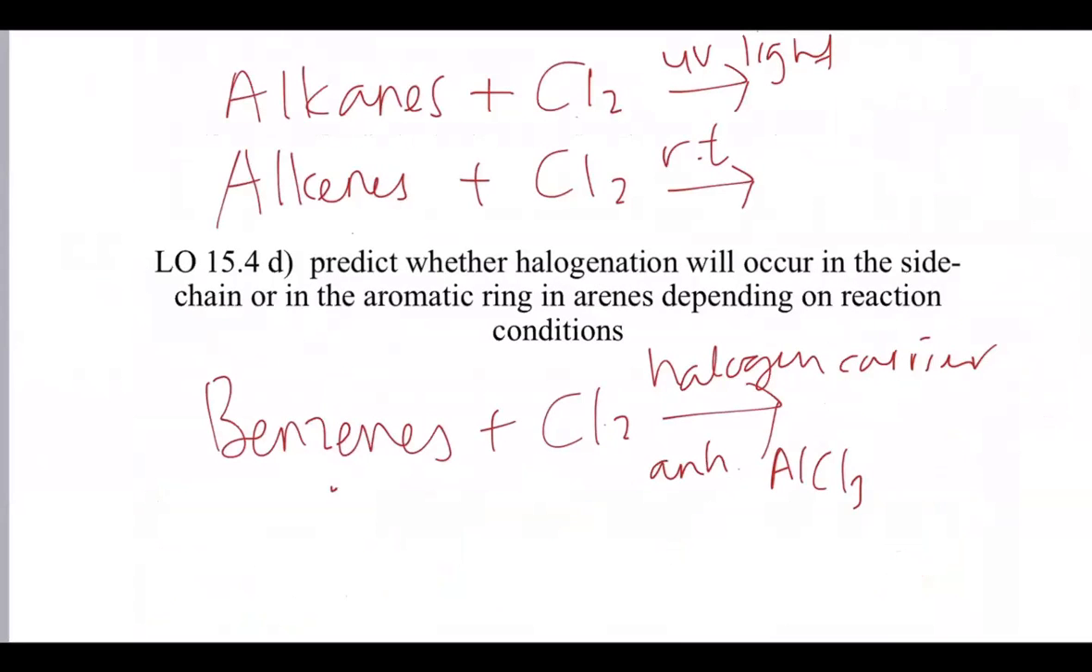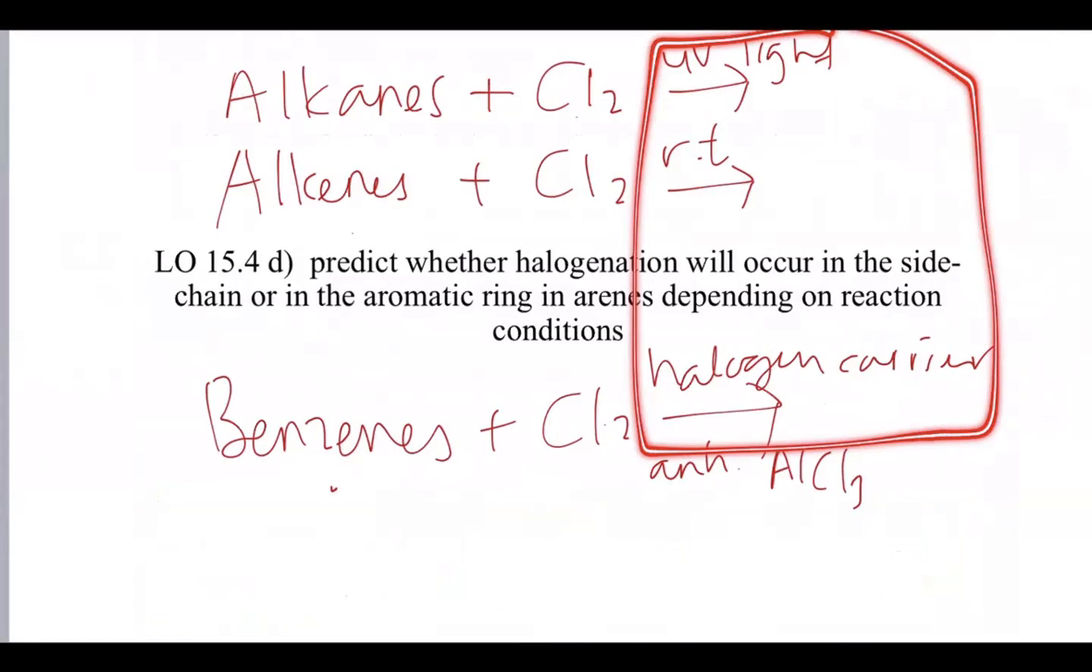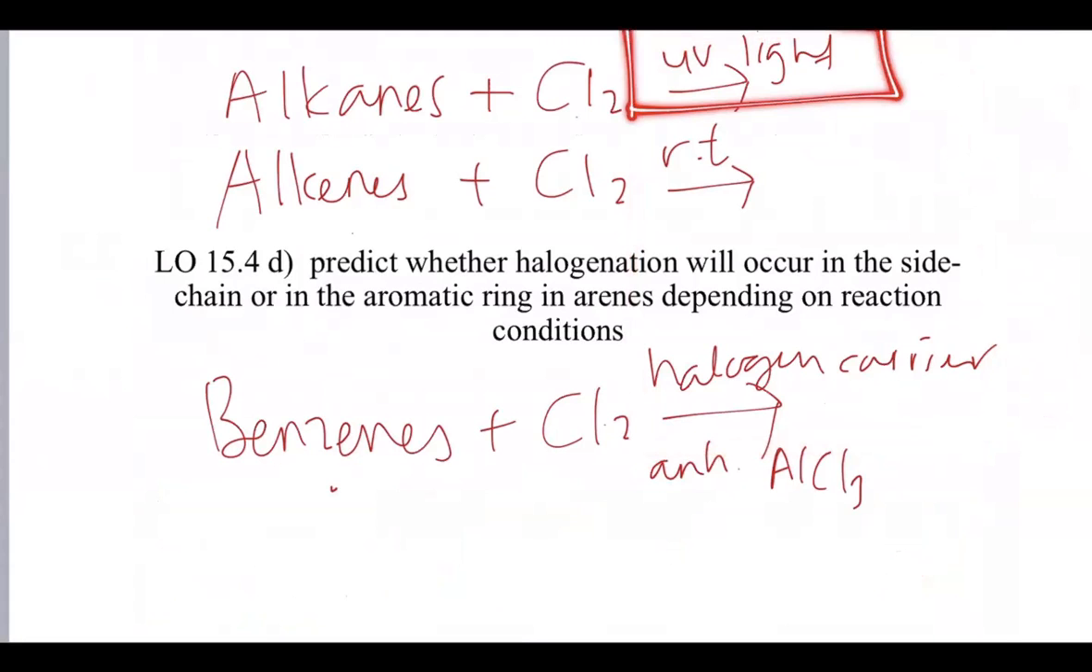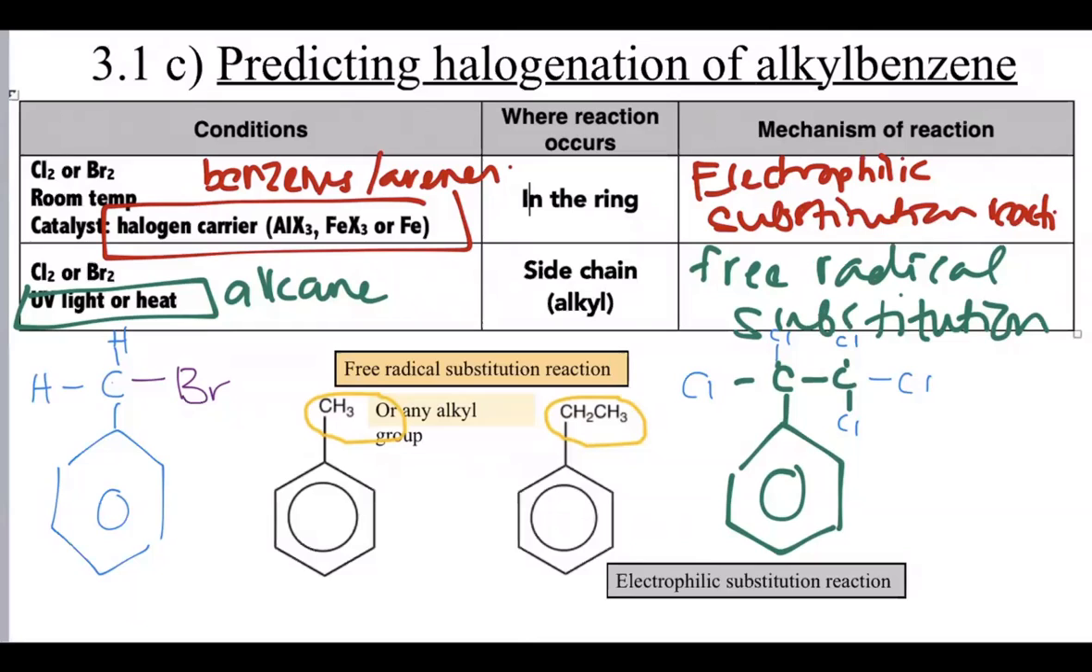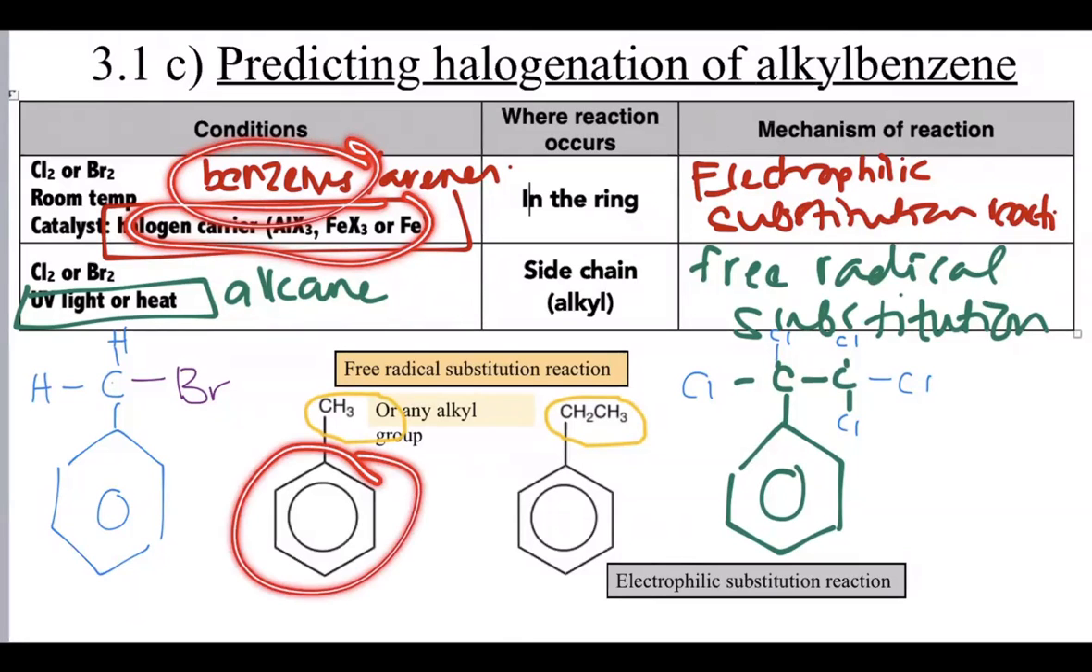And then we also looked at how the different condition will trigger different type of reactions. If you use UV light, that is the condition for the reaction of alkane. Therefore, reaction will happen on the alkane part of the molecule. If you use a halogen carrier, that is the condition for the reaction of benzene. That means the reaction will happen on the ring, directly attached to the ring.